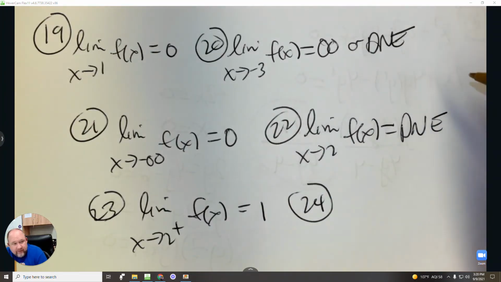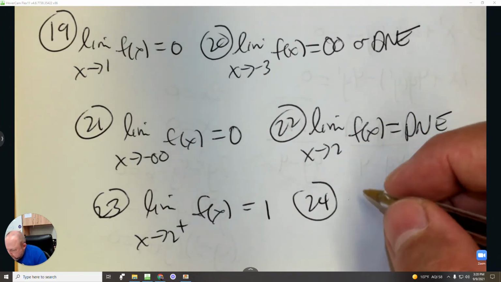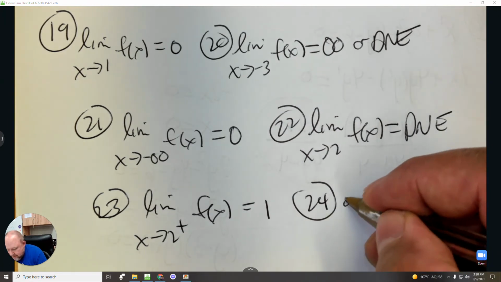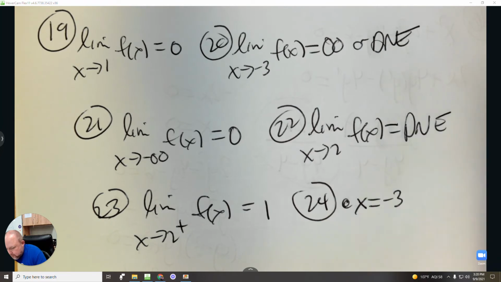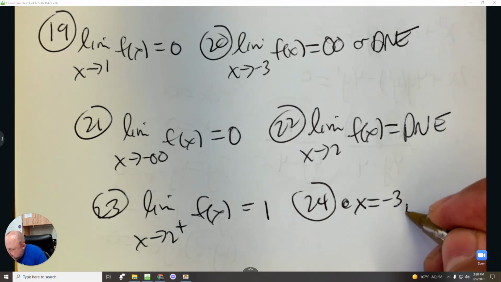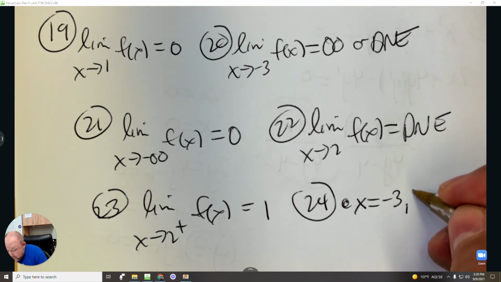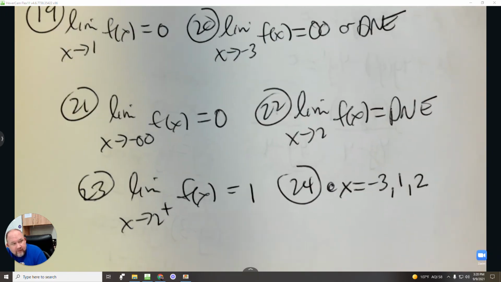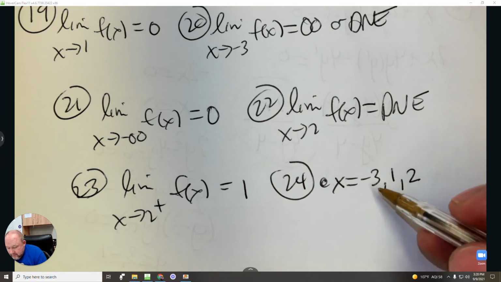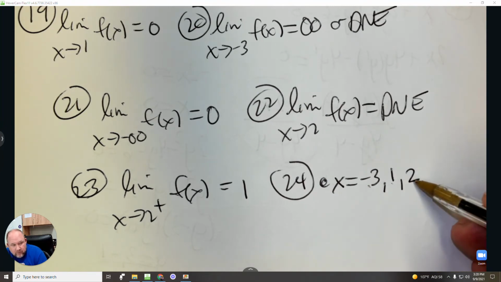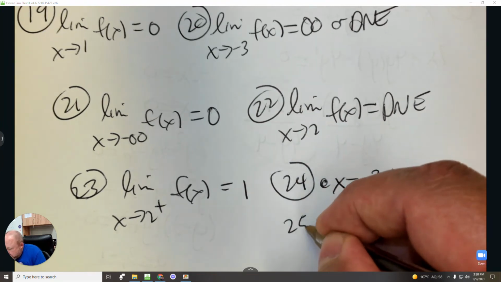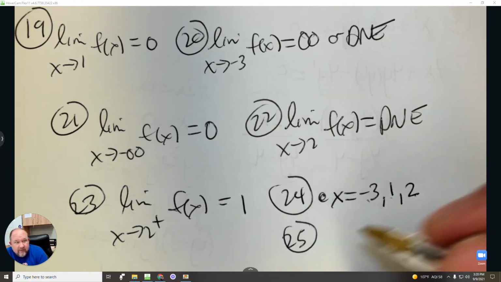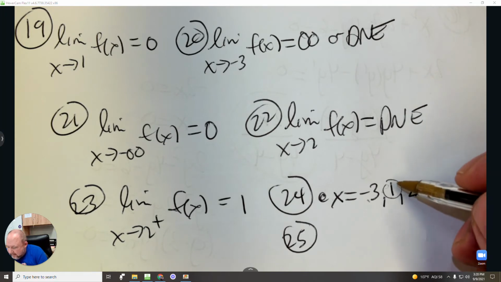List the x values of discontinuities. And then, all right, so at x equals negative 3, at positive 1, 2, and that's it. So those are the discontinuities. We have a vertical asymptote and 2 holes. At 25, which ones are removable? So where does the limit exist of all this? So the limit exists at 1.